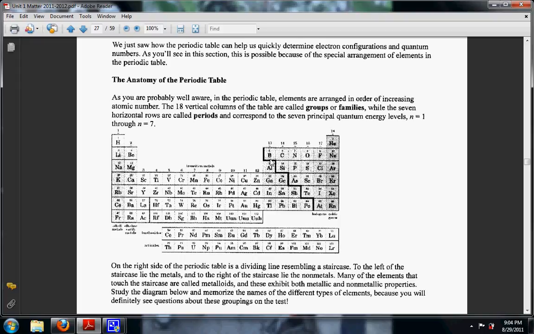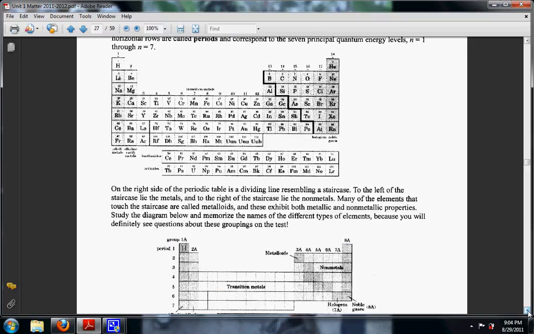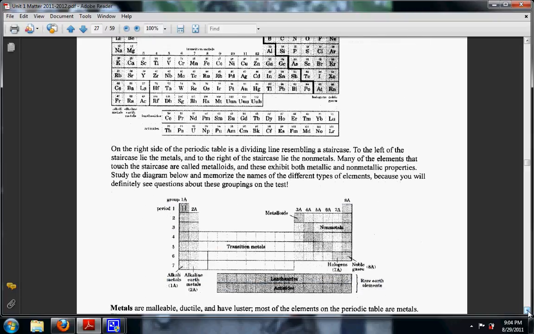All of the ones to the right of this staircase-looking structure in black are called nonmetals, and the ones in the middle are called metalloids because they have both metal and nonmetal properties. Some are shiny and bendable like metals are, and some are not quite so shiny and bendable. So we sometimes call them transition metals or metalloids.